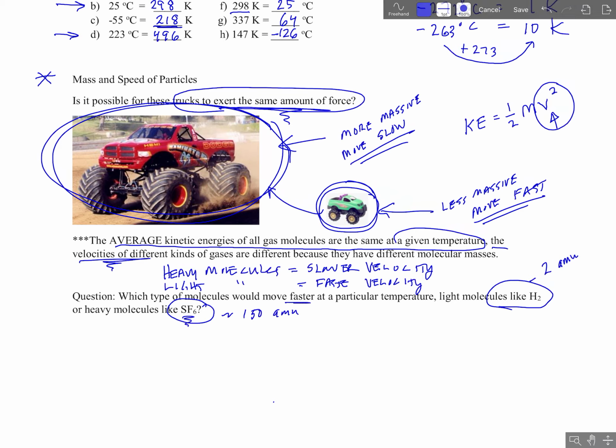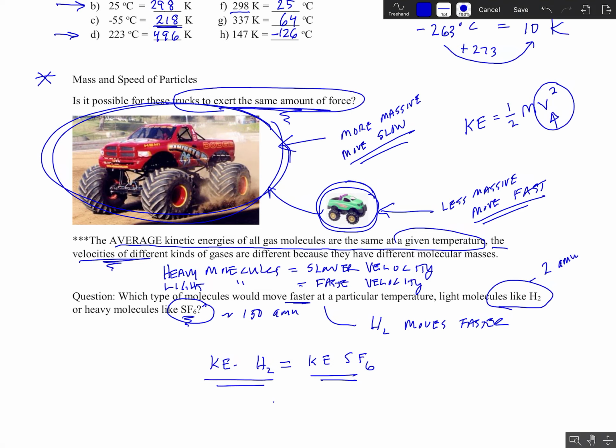So, which one would move faster? If you said hydrogen would move faster, you would be correct, because they have a much smaller weight, or molecular weight, atomic mass in this case, than the molecular weight of sulfur hexafluoride. If I asked you which of those two had the same energy, hopefully you would say the kinetic energy of H2 will equal the kinetic energy of sulfur hexafluoride. Their energies are the same, and for their energies to be the same, the smaller one has to move faster.